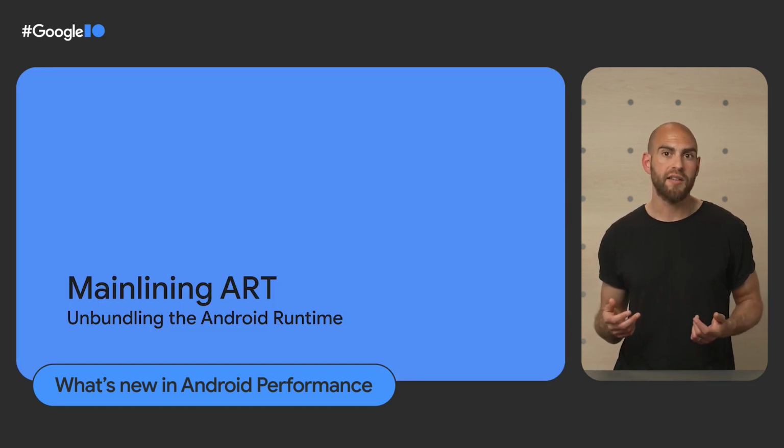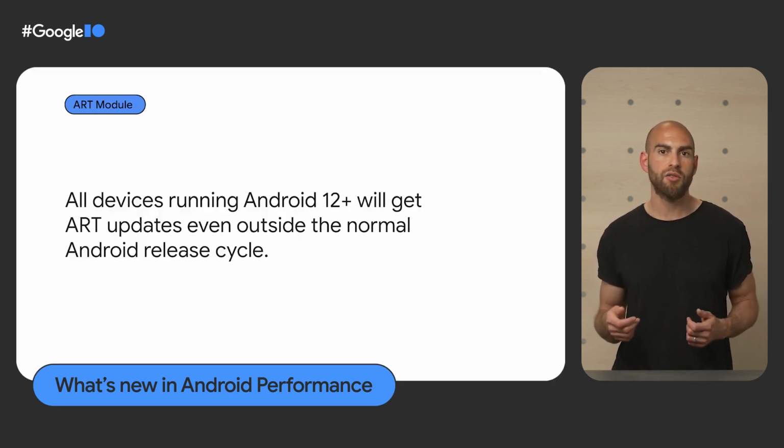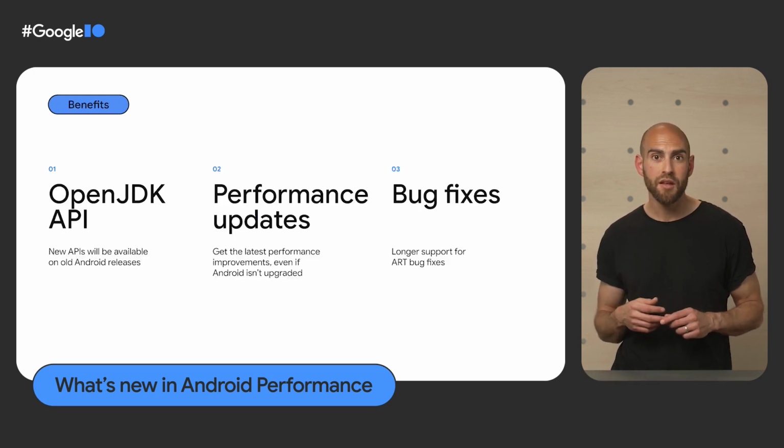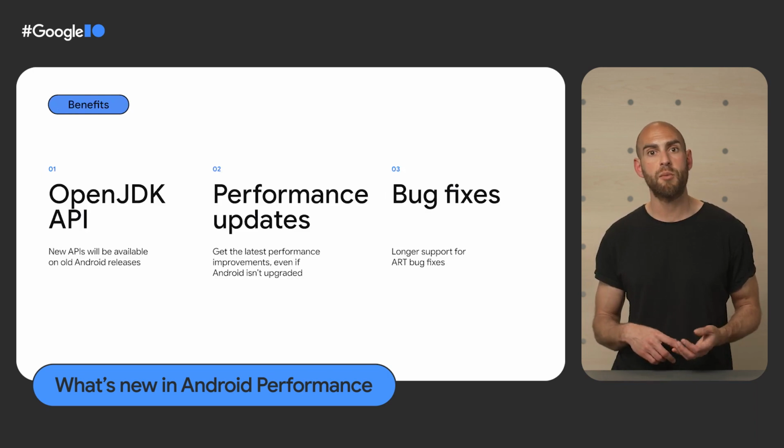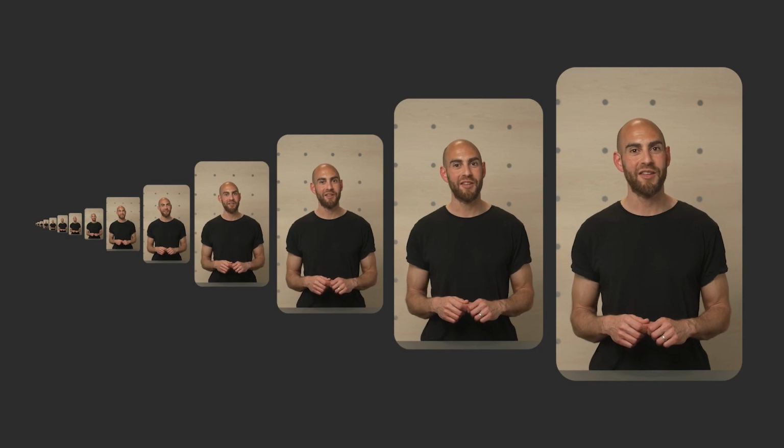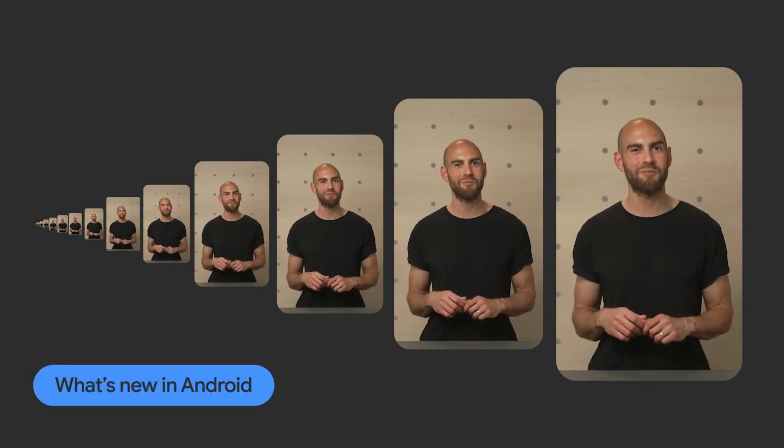Finally, we cover updates to the Android framework to keep your app performing at its best. In Android 12, ART also became a mainline module. This means that any device running Android 12 and above will get ART updates outside the Android release cycle, and runtime improvements will be, mostly, backwards compatible. This enables us to make OpenJDK API updates, performance updates, and deliver bug fixes. Check out What's New in Android Performance for more details. And finally, check out the What's New in Android talk, which covers recursion.